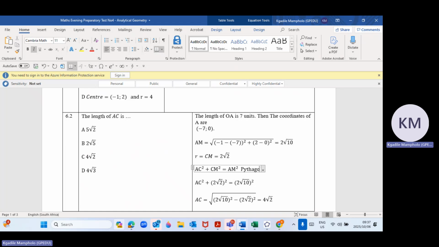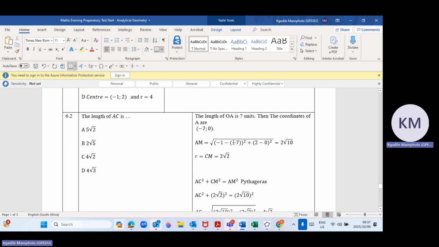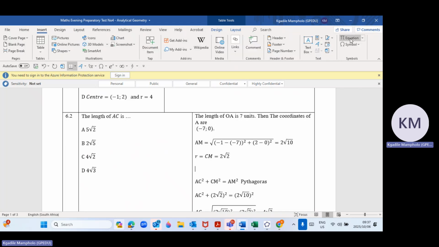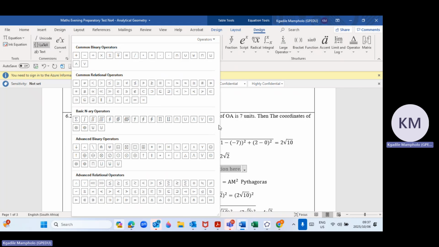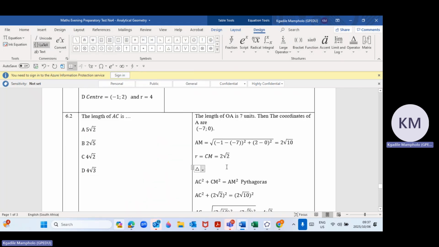yes, it was not given that it's a right angled triangle, but you can also say, let's write this on the statement. We say triangle ACM is a right angled triangle.